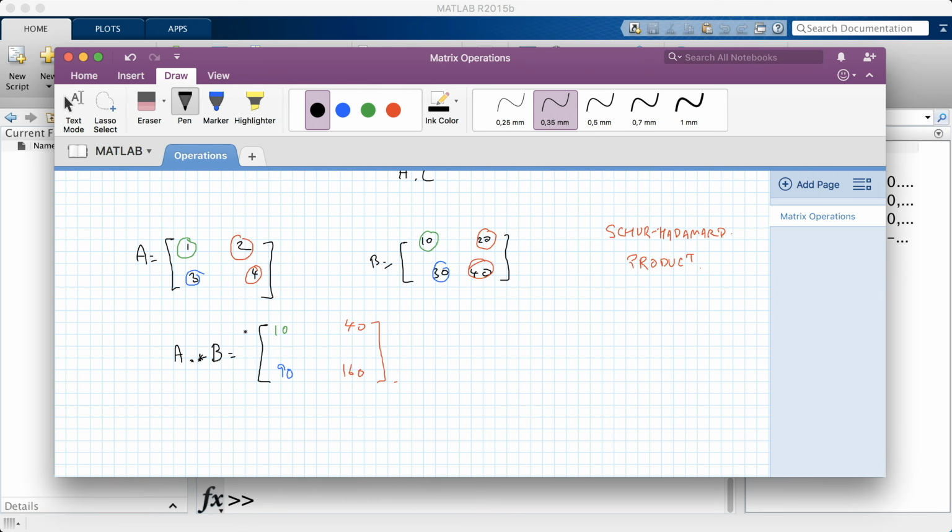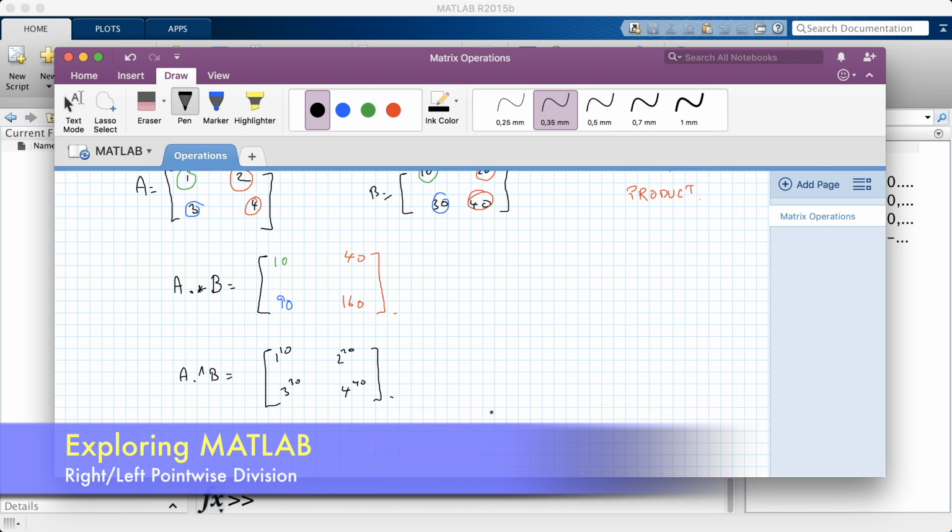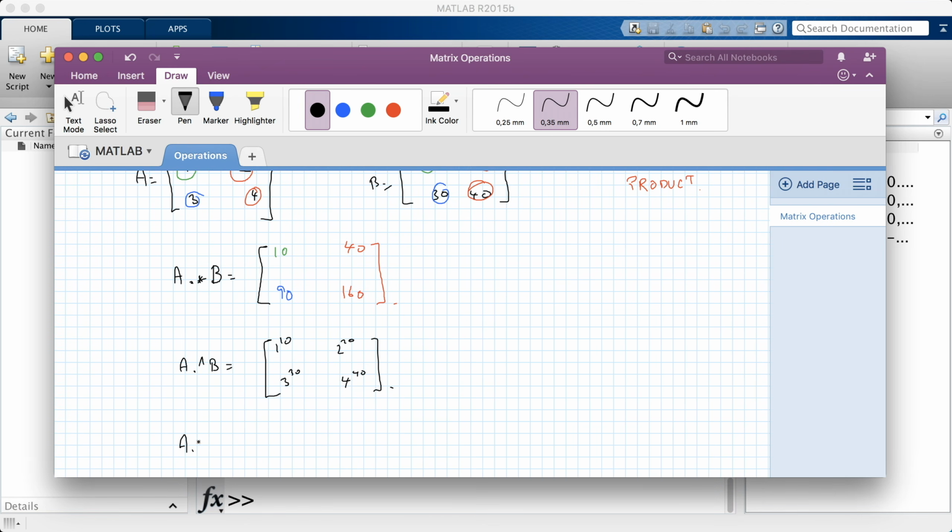You also have element-wise exponentiation. In case I say A dot to the power B, it's just taking 1 to the power 10, 2 to the power 20, 3 to the power 30, and 4 to the power 40. We've also got element-wise or right array division. A dot divided by B would be something like 1 over 10, 2 over 20, 3 over 30, and 4 over 40. It's 1 over 10, 1 over 10.